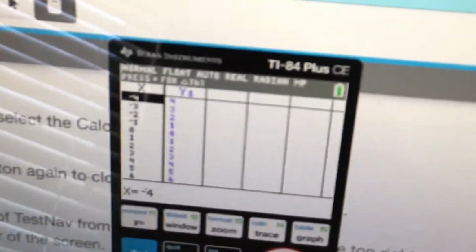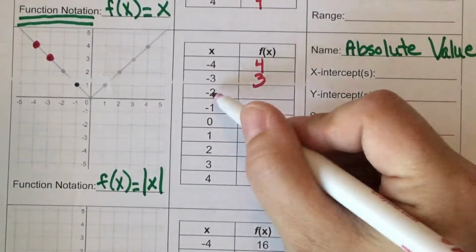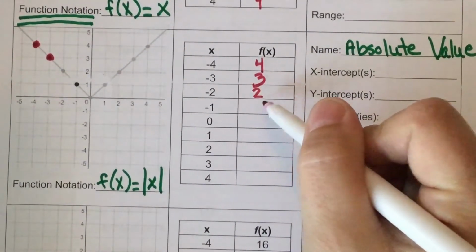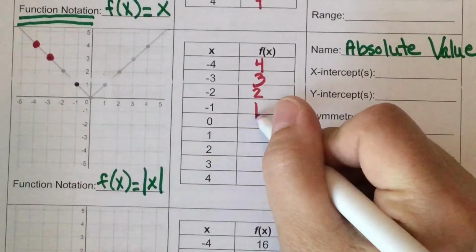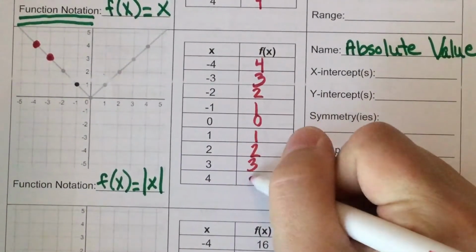Okay, so I'm going to fill this out by looking at my calculator. So I've got -4, 4. I've got -3, 3. I've got -2, 2, -1, 1, 0, 0, 1, 1, 2, 2, 3, 3, 4, 4.